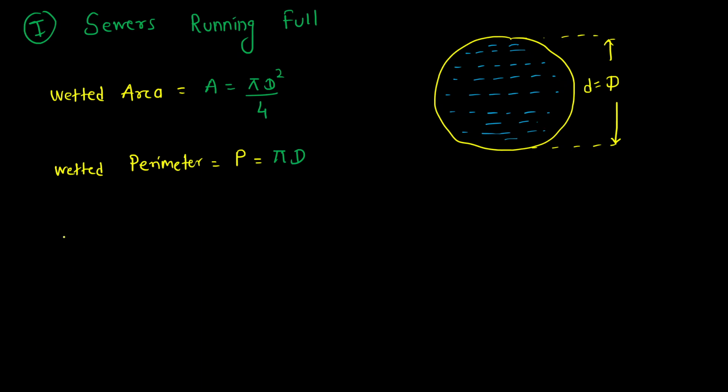So the next is the definition of hydraulic radius. Hydraulic radius R is calculated as wetted area by wetted perimeter. So if you do this calculation, pi d square by 4 by pi d, you will get the answer as d by 4. Okay, so this value is important.